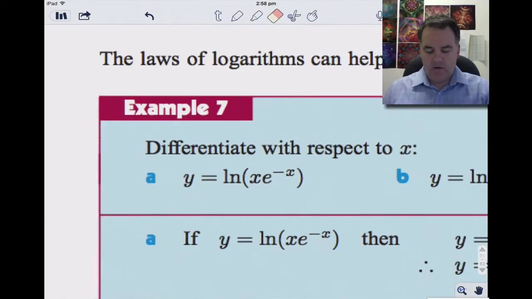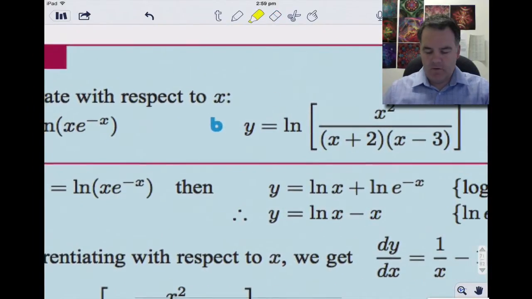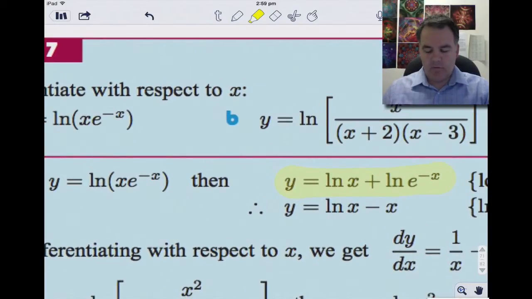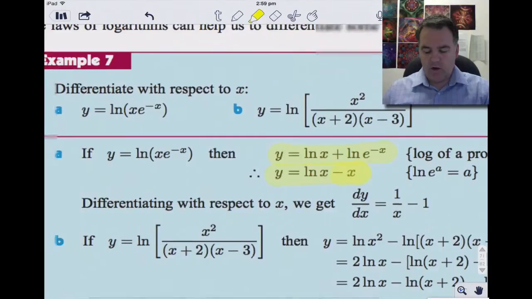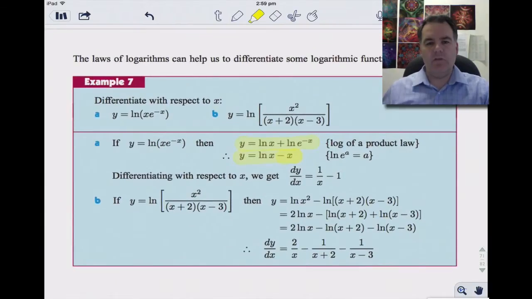The easier way to do it is start by using your log rules right here. Log AB is log A plus log B. This then simplifies ln e to the minus x to minus x. Once we have this expression here, y equals ln x minus x, it's really easy to do the derivative. The derivative is 1 over x minus 1. So you can see using these log rules is really important when we're doing these differentiations of natural log functions.